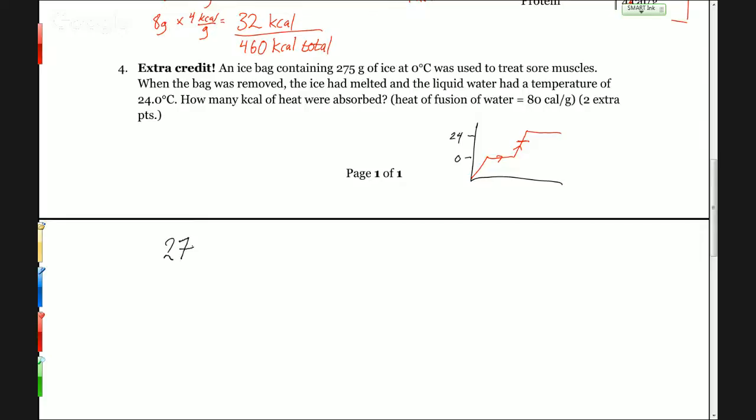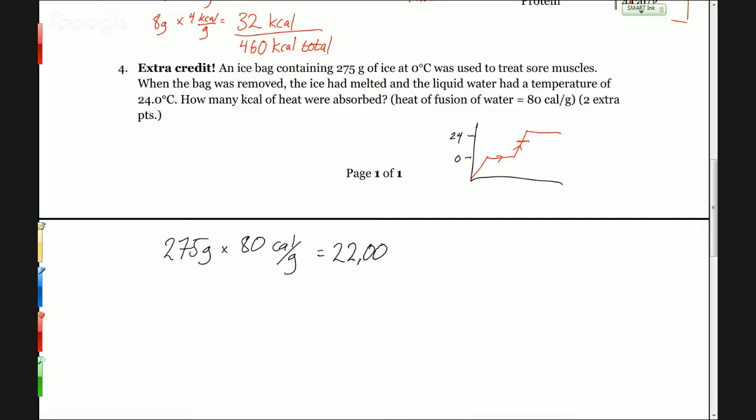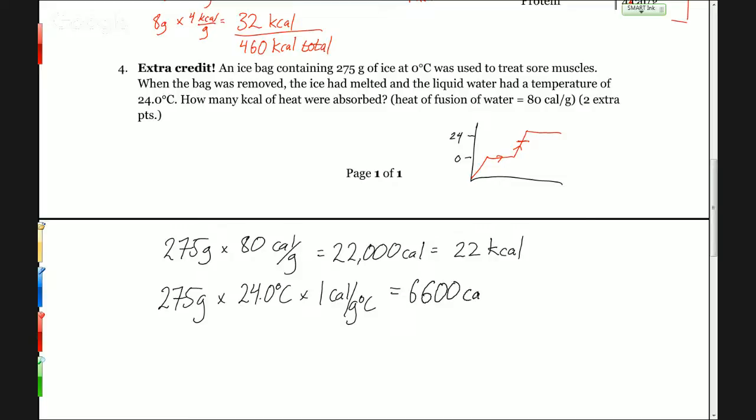First, the melting. It's 275 grams of ice times 80 calories per gram, which is 22,000 calories, or 22 kcal. And then the second part is the warming. So now the same amount of water is going from 0 to 24 degrees C. That's 275 grams times 24 degrees C temperature difference times 1 calorie per gram degrees C specific heat, which is 6,600 calories, or 6.6 kcals. So then the total is adding those two together, which is 28.6 kcals of energy.